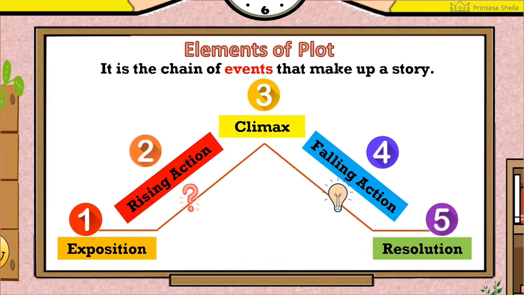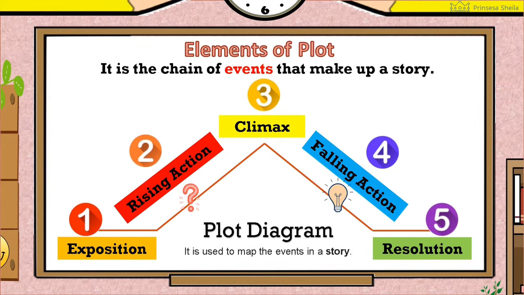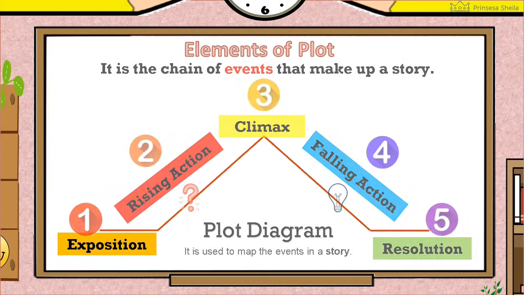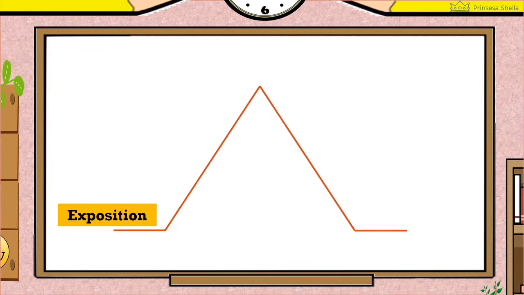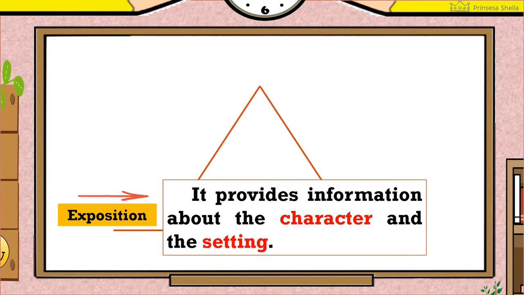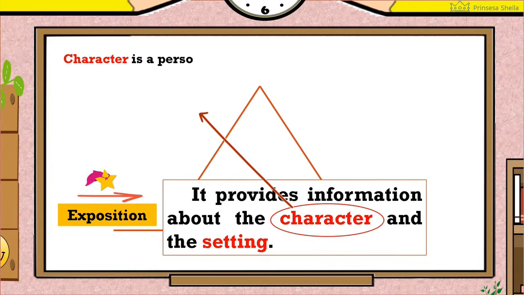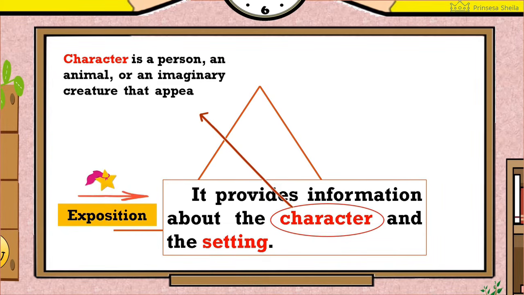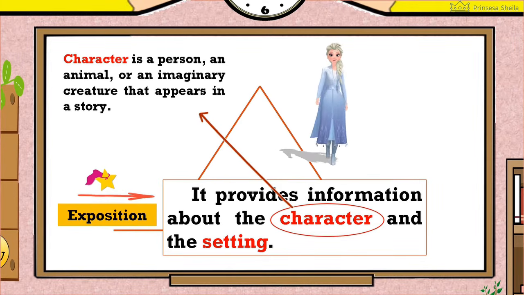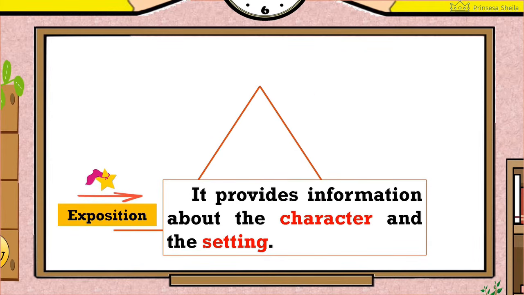This is a map of the plot of a story. The first part of the plot is the exposition. It provides information about the character and the setting. Character is a person, an animal, or an imaginary creature that appears in a story. Like Elsa in Frozen, Simba in The Lion King, and Ariel in The Little Mermaid.